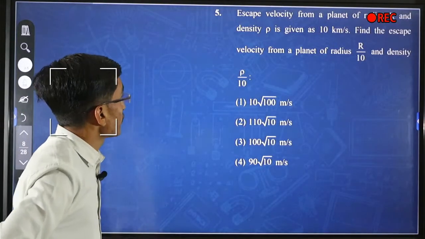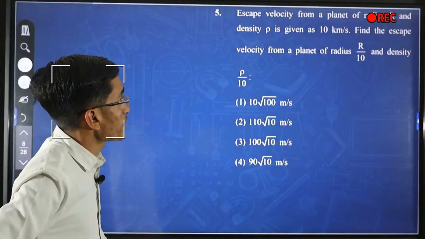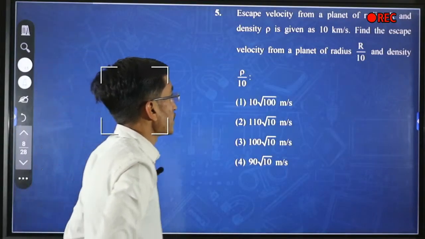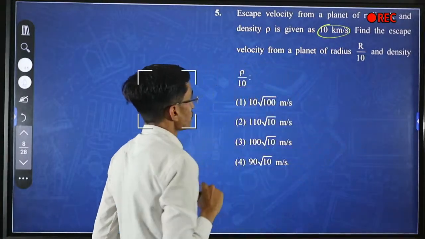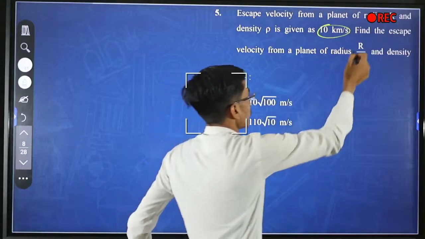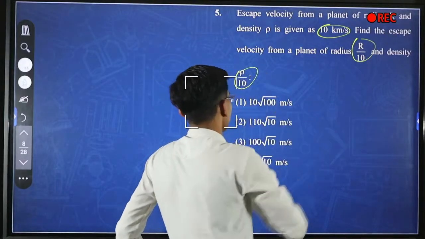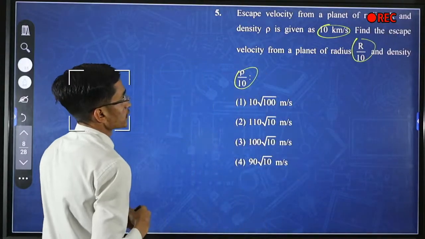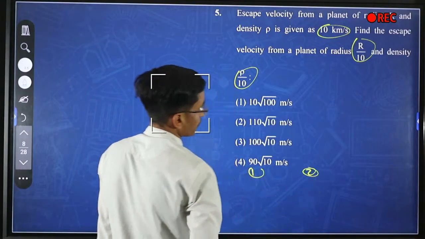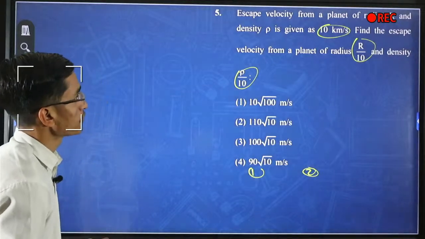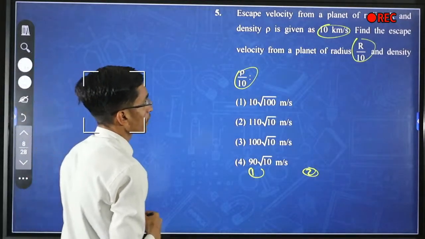Next, question number 5. Escape velocity from a planet of radius r and density rho is given as 10 km per second. Find the escape velocity from the planet of radius r by 10 and density rho by 10. In this question, there are two planets. Let us collect the data first, and then we will simplify and think about what formula to use and how to calculate.